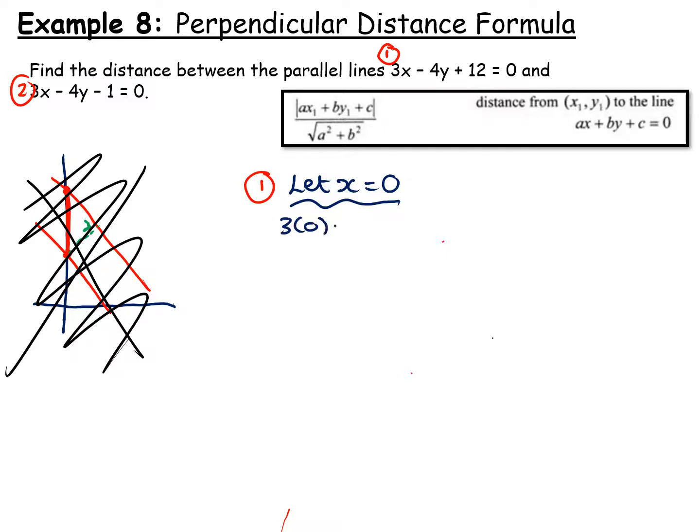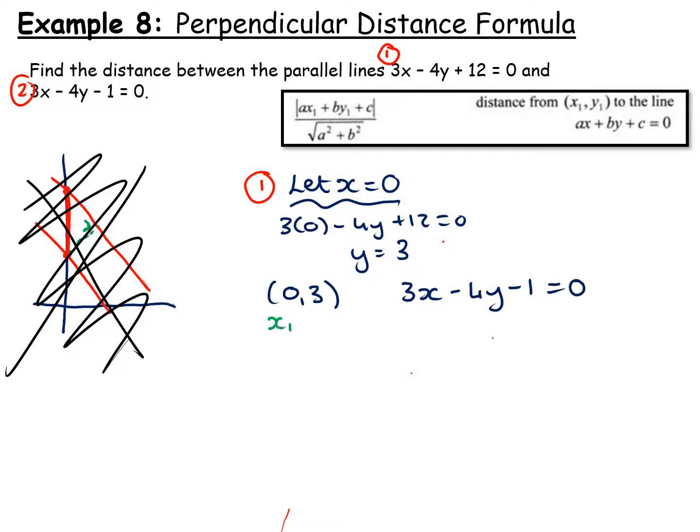3 times 0 minus 4y plus 12 equals 0, so y actually equals 3. So my point is (0, 3). Now what I'm going to do is find the distance between (0, 3) and this line. I can use any point at all as long as it's on the line.